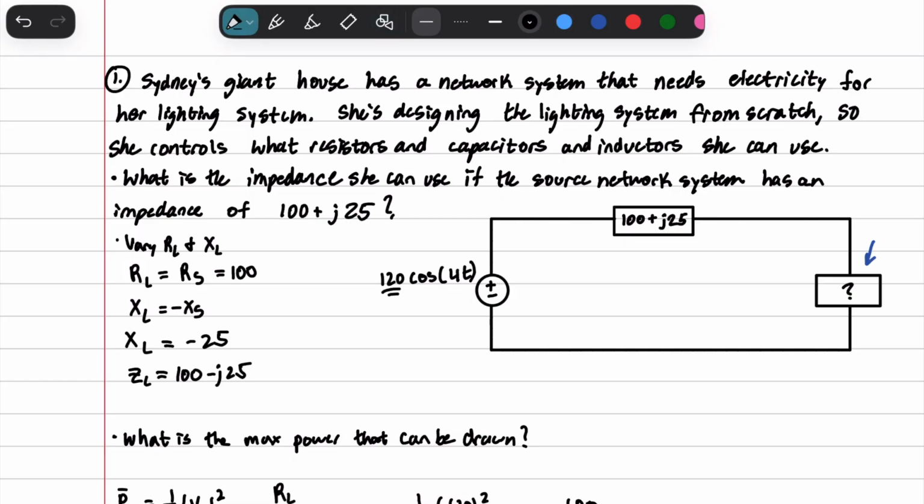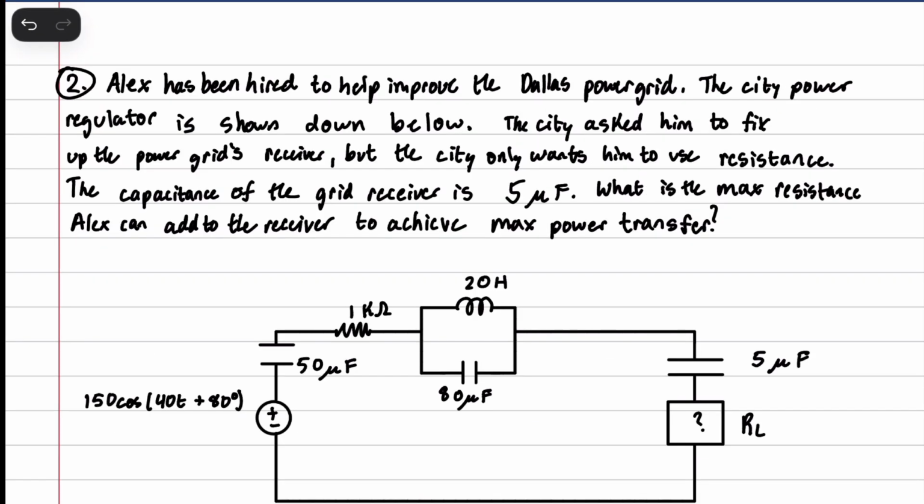Now let's go ahead and move on to the last problem. Okay, let's take a look at our last problem. I actually had to do a few revisions on this. I did this at the airport and I just realized there were so many mistakes, but I think we're good now. So here it looks like I've been hired to help improve the Dallas power grid.